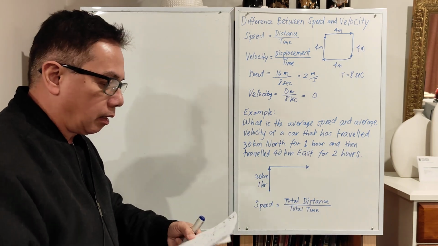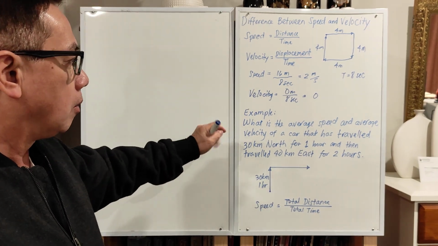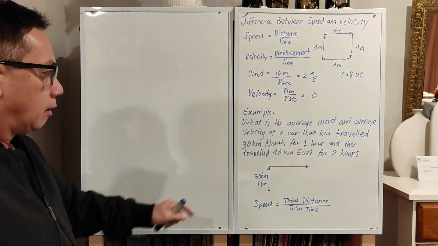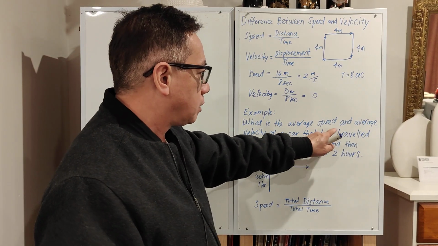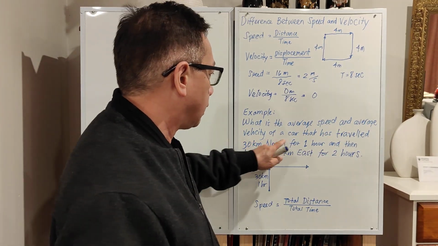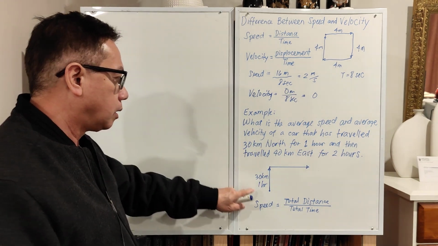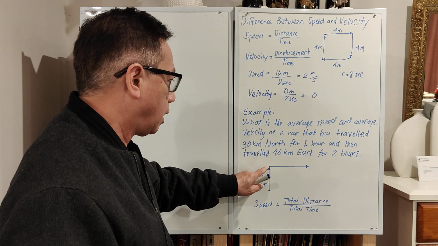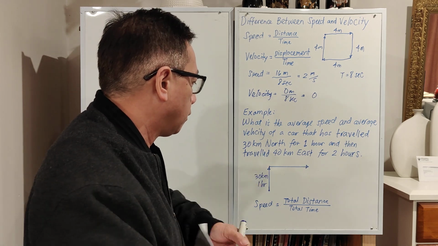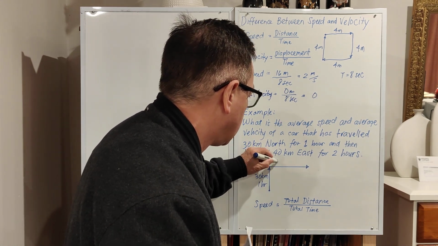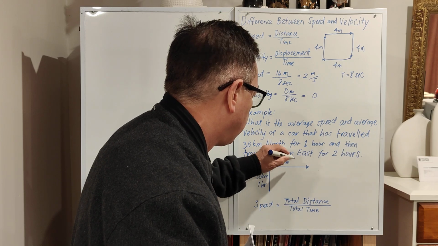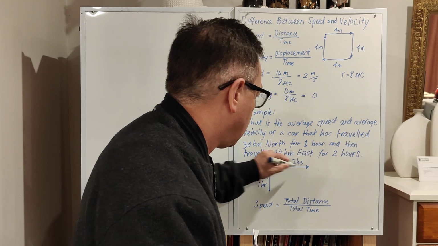Now we can have a more complicated example. What is the average speed and average velocity of a car that has traveled 30 kilometers north for 1 hour and then traveled 40 kilometers east for 2 hours?